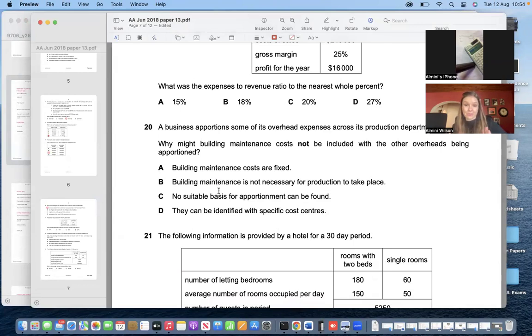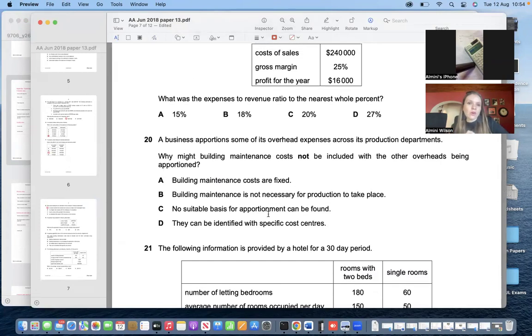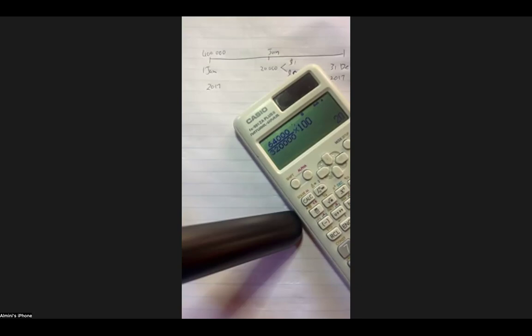For question 20, a business apportions... Okay, so this is definitely manufacturing. This is the chapter that's normally question 4 for paper 2. So just make sure that you have your manufacturing brain on. A business apportions some of its overhead expenses across its production departments. Why might building maintenance cost not be included with the other overheads being apportioned? Let me work this out.